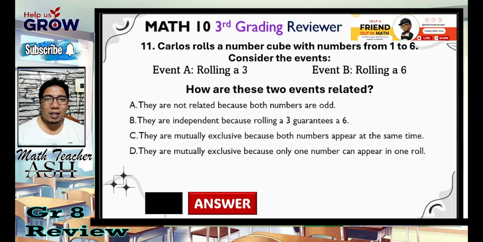Is it A, they are not related because both numbers are odd? B, they are independent because rolling a 3 guarantees a 6. C, they are mutually exclusive because both numbers appear at the same time. Or letter D, they are mutually exclusive because only one number can appear in one roll. I'll give you 5 seconds to think about your answer.